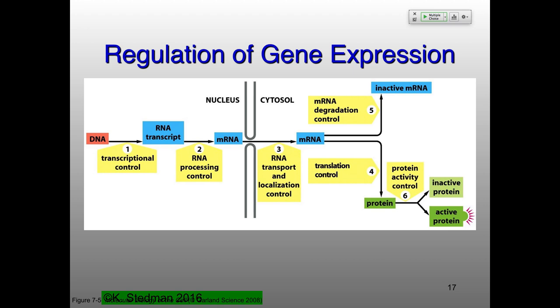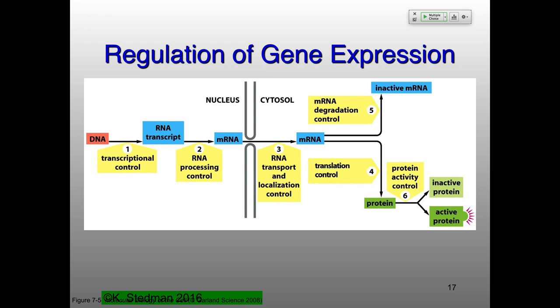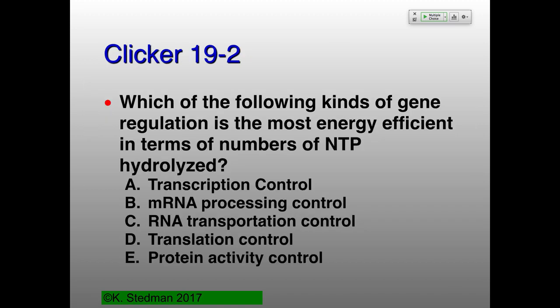In fact, most of you have already talked about this active versus inactive in terms of phosphorylation and GTP hydrolysis activity, but mostly in terms of transcriptional control. So are you ready to jump into that? Yes, no? Are you ready to answer a clicker question first? Of course. Which of the following kinds of gene regulation is the most energy efficient in terms of numbers of NTP hydrolyzed? Transcription control, messenger RNA processing control, RNA transportation control, translation control, protein activity control.